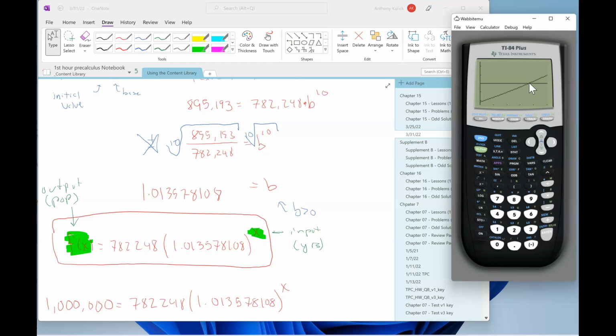Now, when I'm picking my window, did you have to pick the exact same window that I just picked? No. What's the only thing that you need to see when you hit graph? I just need to be able to see the intersection, right? Any window is fine as long as I can see where those two things are crossing. Are they going to cross in more than one place, Mr. Kulik? No. It'll always just be one place. As long as you can see the cross, then your window is fine.